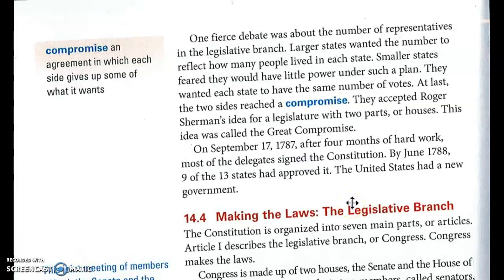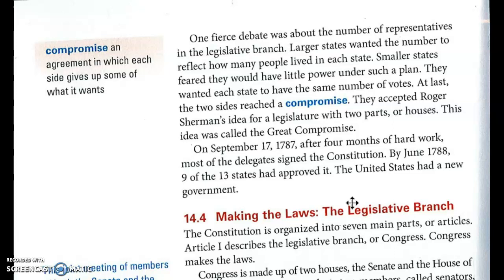One fierce debate was about the number of representatives in the legislative branch. Larger states wanted the number to reflect how many people lived in each state. Smaller states feared they would have little power under such a plan. They wanted each state to have the same number of votes. At last, the two sides reached a compromise. They accepted Roger Sherman's idea for a legislature with two parts or houses. This idea was called the Great Compromise.